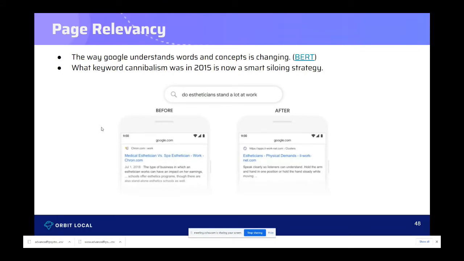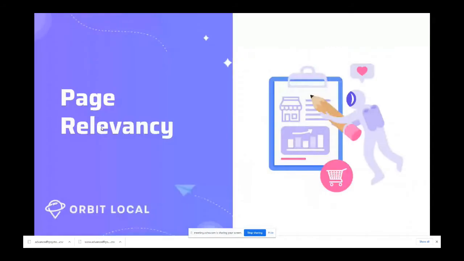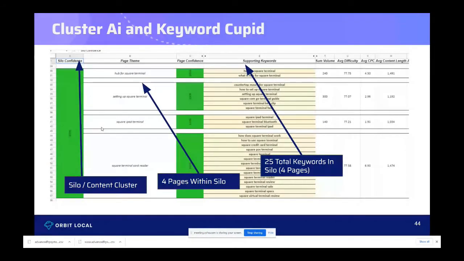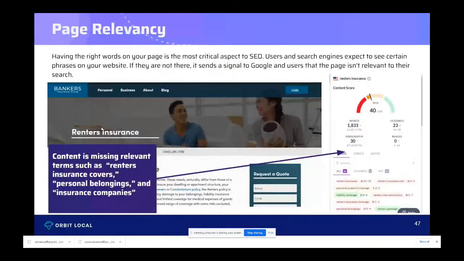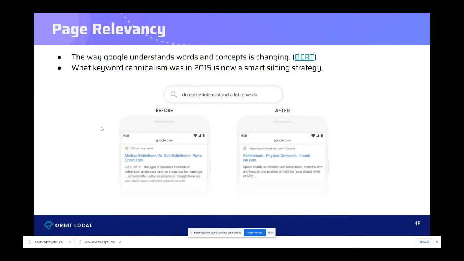All right, so the way Google is looking at your page relevancy is rapidly changing. That's what's always changing. What was keyword cannibalism in 2015 is now a smart strategy. I would have never said, build out pages like this in 2015. I would have told you to make one mega page and try to rank all these keywords, but that's changing with Google BERT. And you see this is an example that Google themselves have shown when they explained how this algorithm has been updated. You can basically see that the search is much more specific. The results are more specific to the specific search.